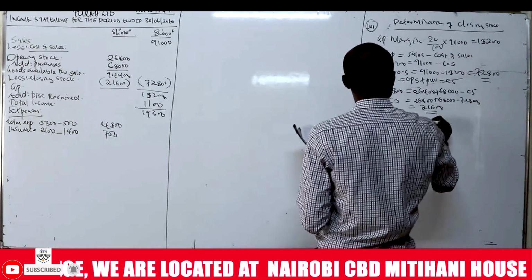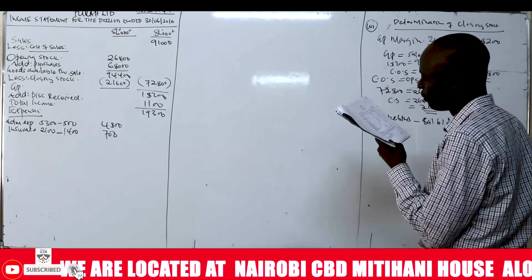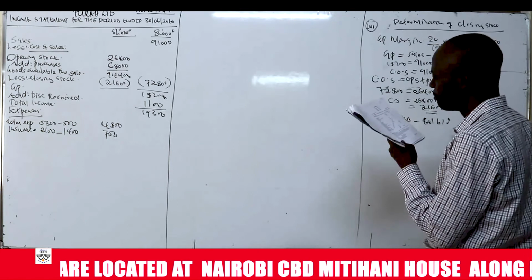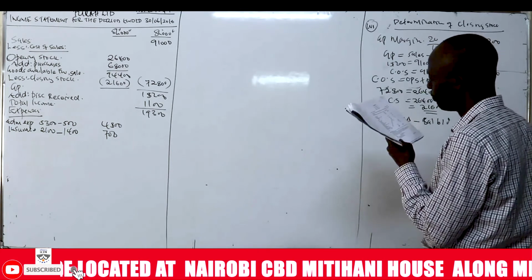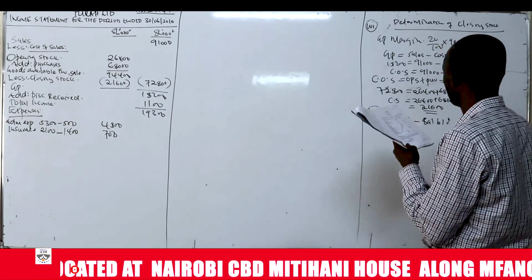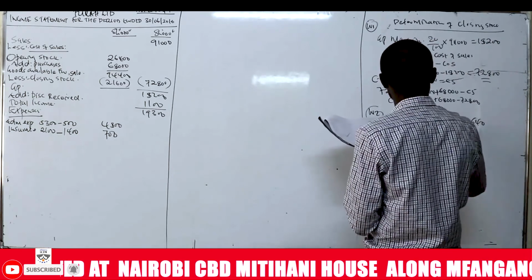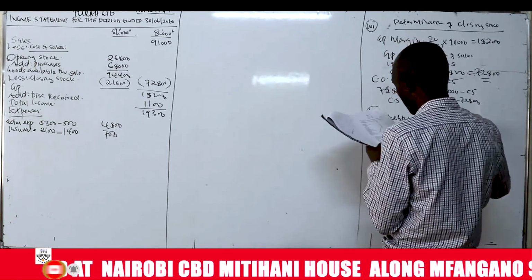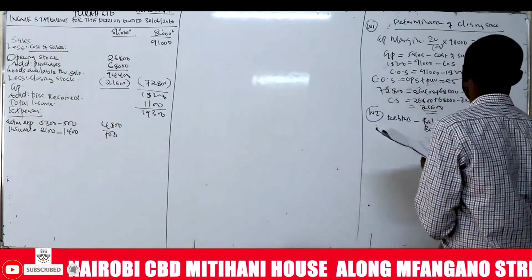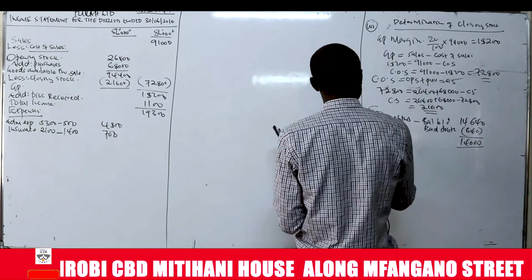So balance brought down is how much? The one that is indicated in the trial balance for debtors. We call them accounts receivables. Trade receivables. Balance brought down 14,640. And then bad debts. Bad debts ngapi? 640. So balance inakuwa ngapi? 14,000.